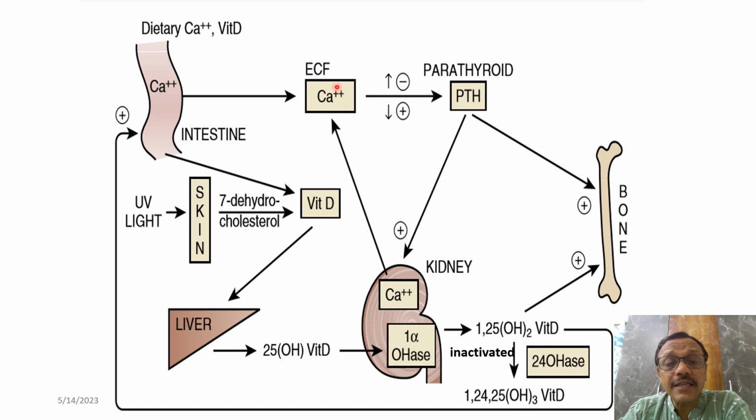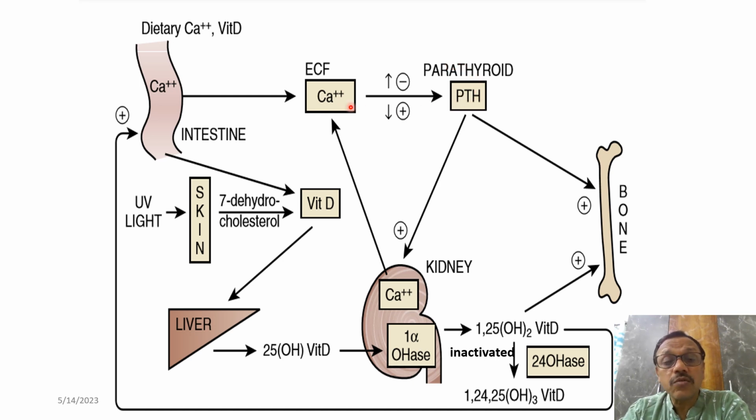Now if there is a decreased amount of calcium ion in the extracellular fluid, then this decreased calcium is going to stimulate the parathyroid gland for the production of parathyroid hormone. If the calcium level is increased, then it is going to inhibit this parathyroid gland, and as a result, no parathyroid hormone secretion will take place.